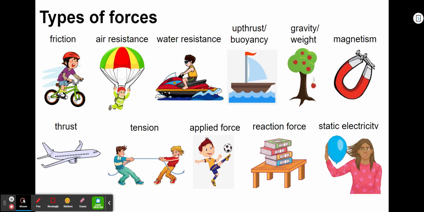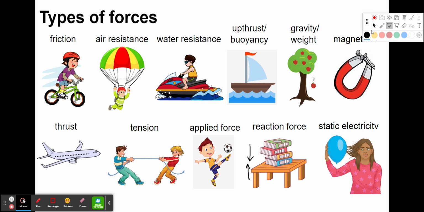We have a reaction force, and this one's really interesting. This is where the table is pushing back on the books to stop those books falling. Those books obviously have some mass and therefore some weight and are pushing down on the table, but the table is pushing back, giving us a reaction force. So we have the force of gravity going down, but we have a reaction force from the table pushing up. And these two arrows I've drawn at the same size because these two forces are equal, because the books aren't moving. And finally, we have static electricity. This is the force that charged objects can have.